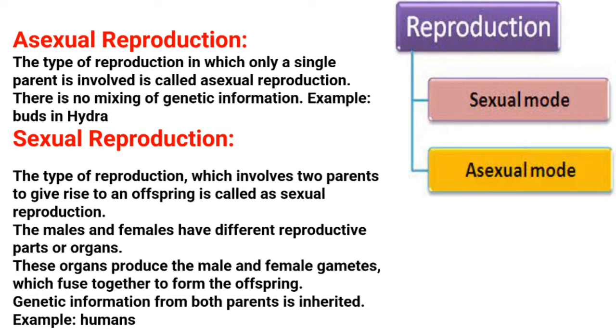Let's learn what is asexual reproduction. The type of reproduction in which only one parent is involved is called asexual reproduction. There is no mixing of genetic information, for example, budding in Hydra.